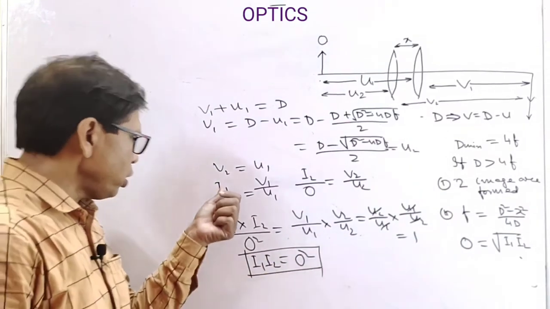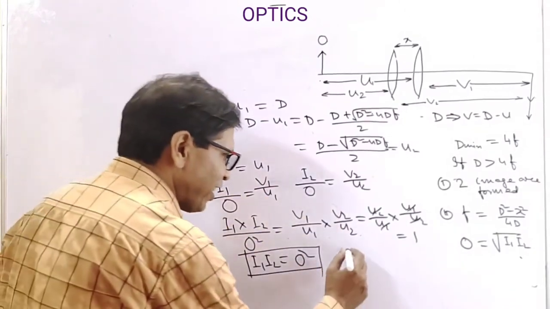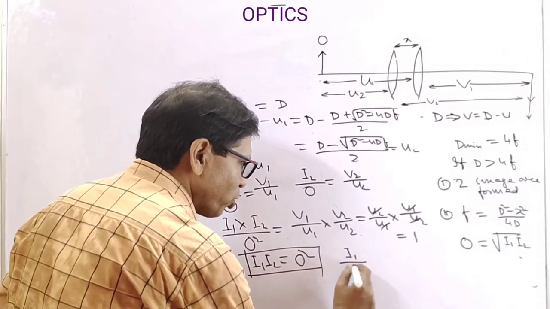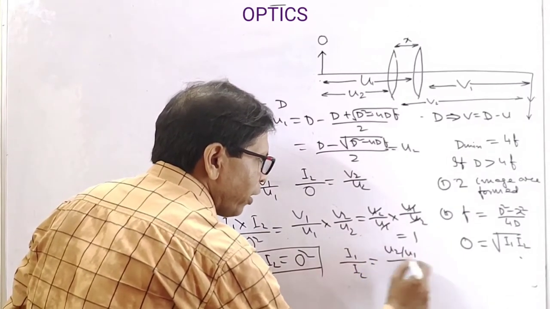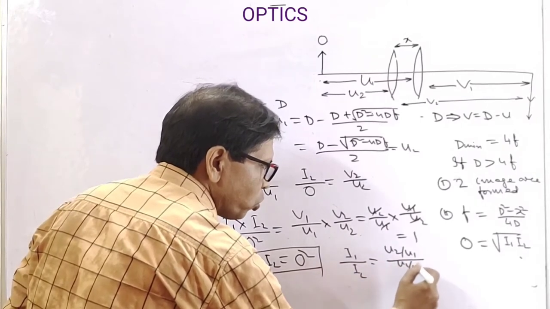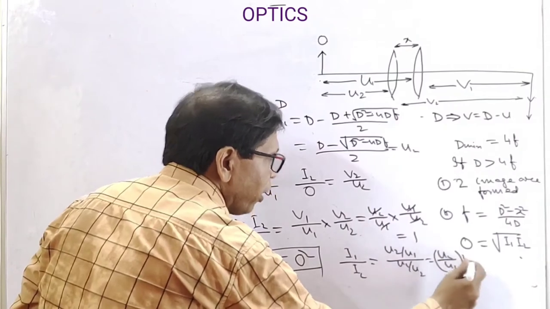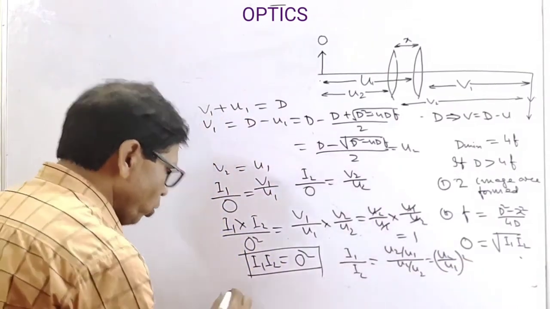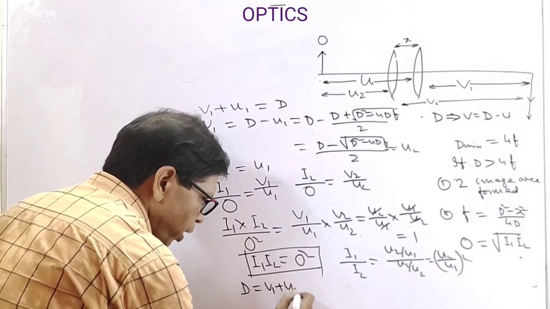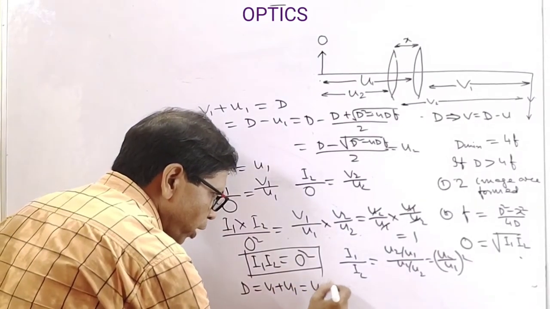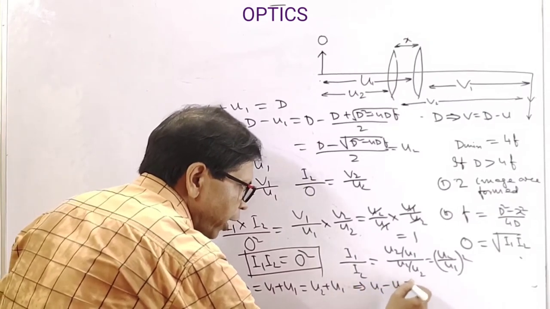Understood? Now if we divide this by this, then we can get I1 by I2. So this is u2 by u1 divided by u1 by u2. So look at this, u2 by u1 whole square. Now we know d equals v1 plus u1, so this is u2 plus u1, and u1 minus u2 equals x.